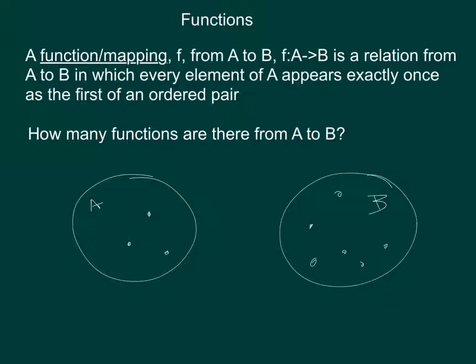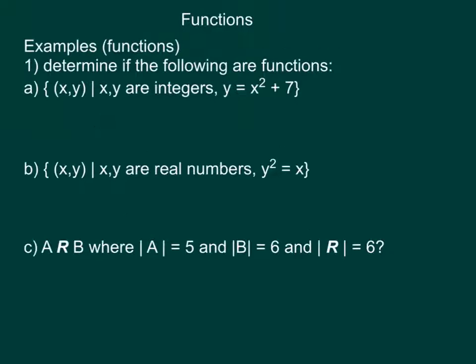So the definition of a function says that every element of A appears exactly once. So we consider our first element of A, and we have the cardinality of B choices to map to. We do that for our next element of A, and so on. So basically, we're using the product rule, and we have the cardinality of B choices, and we are doing that for every element of A. So this is the number of functions from A to B.